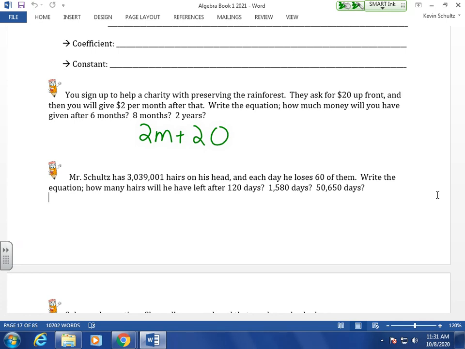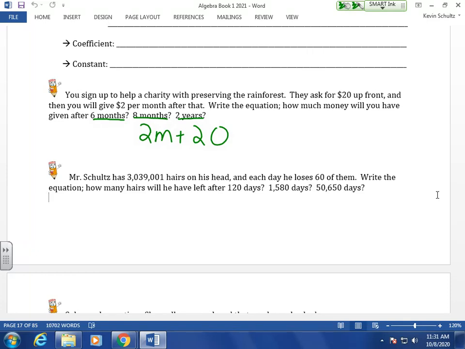Our variable in this equation is the m. Why? Because that's what's changing. That's what we're testing. We want to know how much money will we be giving after 6 months. Then we change it to 8 months. Then we change it to 2 years, right? It's what part of the equation is being tested or changing, okay? Our 2 is our coefficient, right? Because that's kind of the rate. It's $2 per month, okay? It's how much money per month. Its value is directly affected by the variable. The more months that we're contributing money, the more money we're contributing, okay?